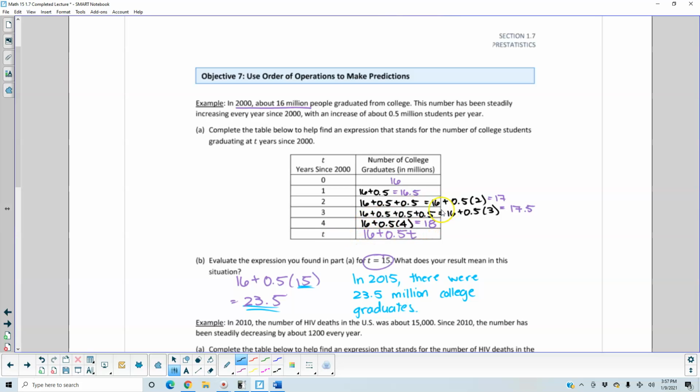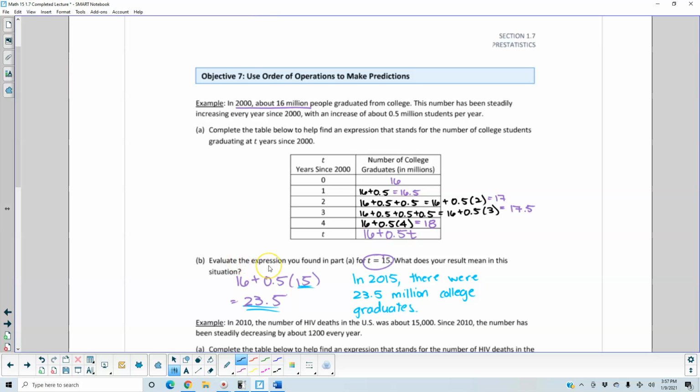So what would this expression look like? Well, if you notice, if we're looking at T, meaning the years, we're taking 16 and then adding 0.5 times whatever T is, depending on what that year is. So in Part B, we can answer the question using this expression.